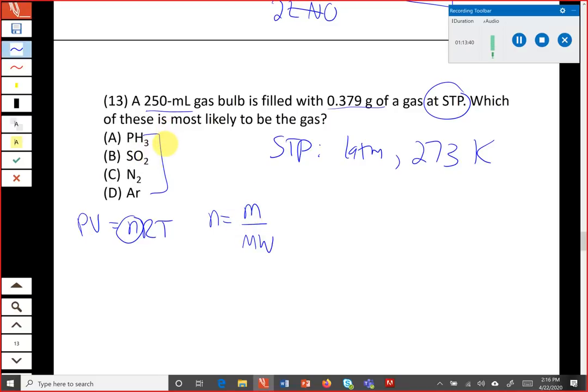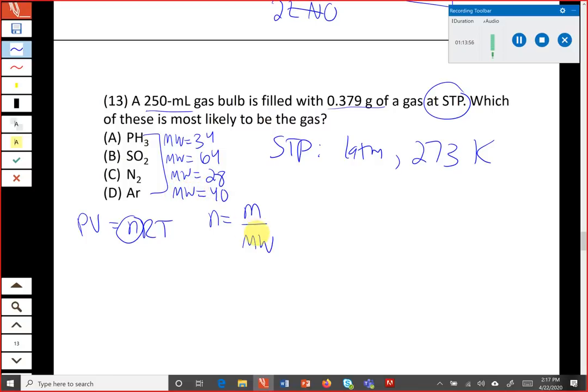So for PH3, the molar mass is about 34. For SO2, the molar mass is about 64. For N2, the molar mass is about 28. And for argon, the molar mass is about 40. So these are all significantly different from each other.